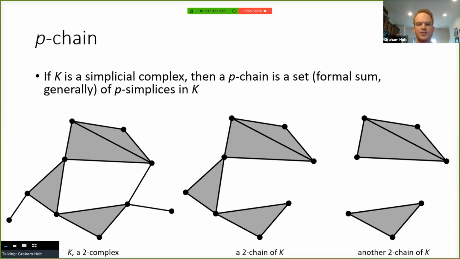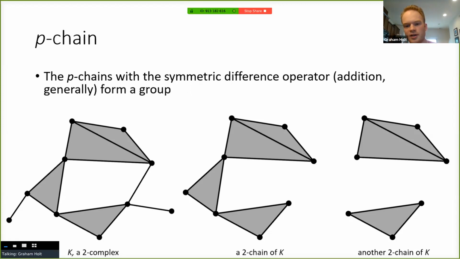And another thing that's useful to define is this idea of addition of different P chains. For our purposes, we can think of addition as the symmetric difference operator. And so the idea then is if you add the two chains on the right, you would get this triangle that is the difference between them. This 2 simplex that is the difference between them. And a critical point here is that the P chains with, in our case, the symmetric difference operator form a group. And so that means if you add two 2 chains, you will get another 2 chain as a result.